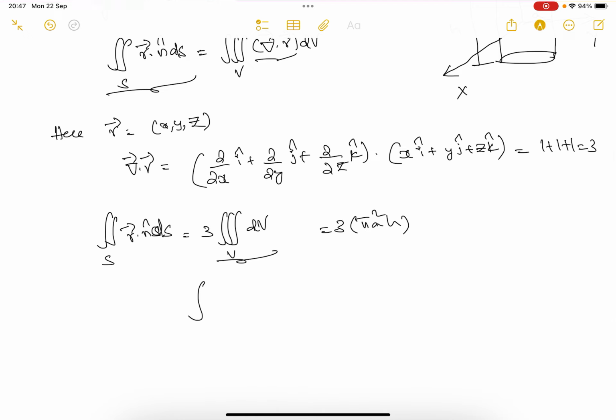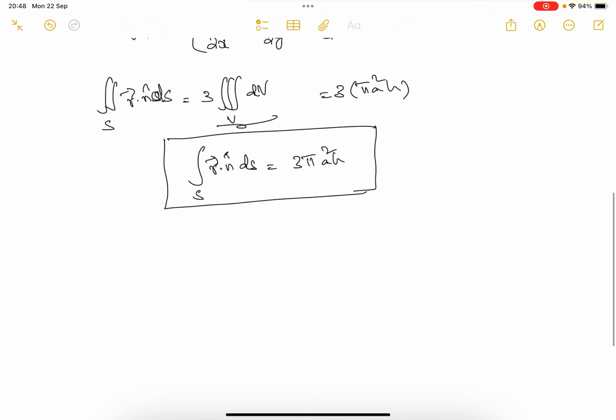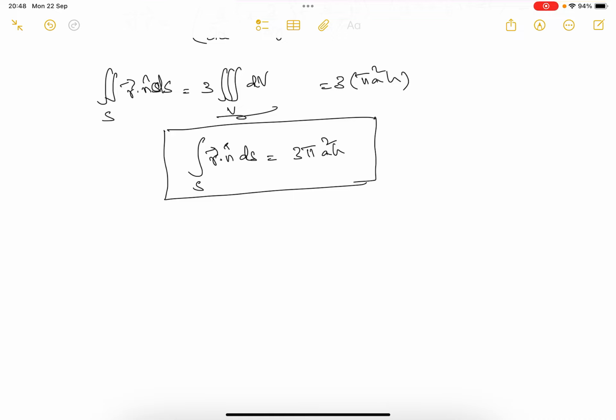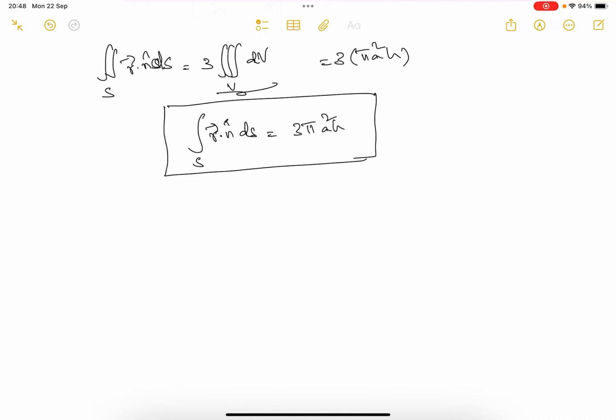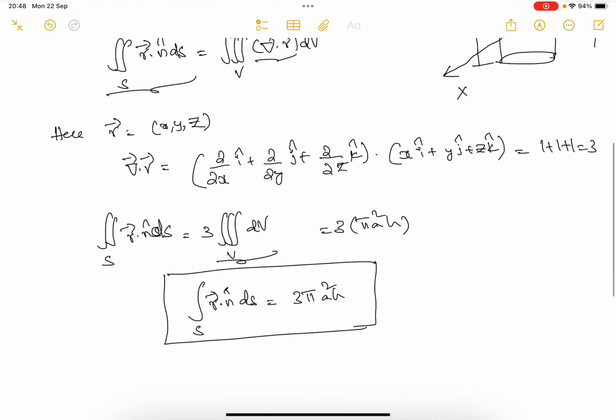So you can write this surface integral r bar dot n cap ds as 3 pi a square h, right? This is the solution. You can also go directly without using the Gauss divergence theorem, but it will be more complicated.